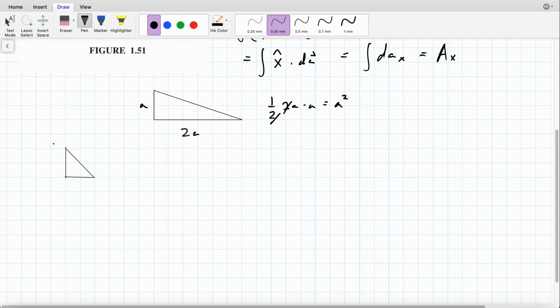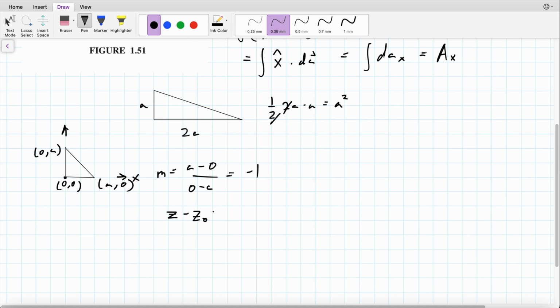So I have my small little triangle here. This will be our origin right here, so 0, 0. We'll make this the x-axis right here, so a comma 0. And up here, this will be 0 comma a. And breaking it up like this, we can now use the equation for a line. So let's use the slope. Going a minus 0 over 0 minus a, negative 1. Keep on going. So z minus z naught is equal to m times x minus x naught.